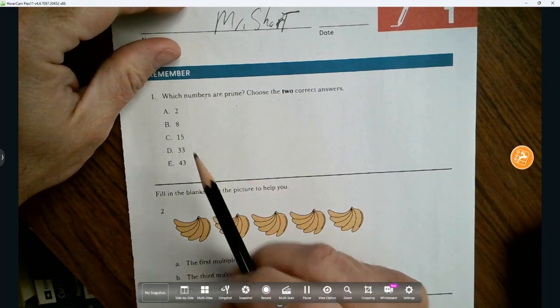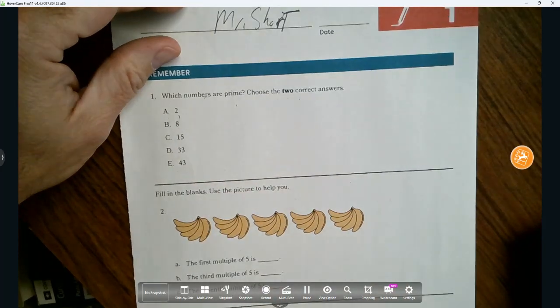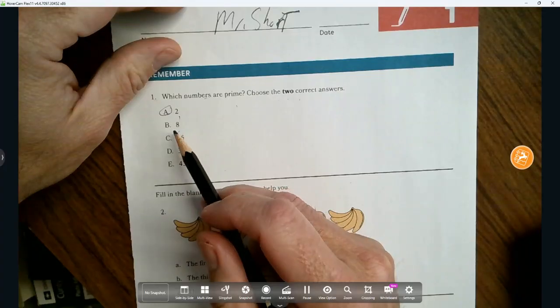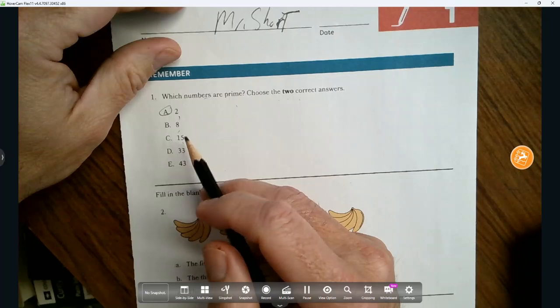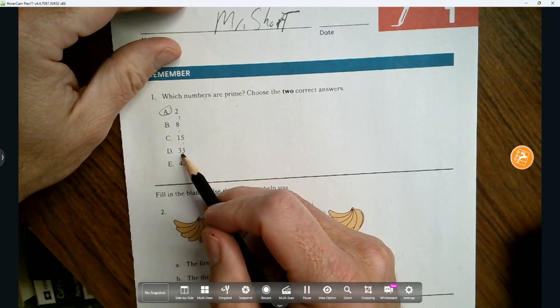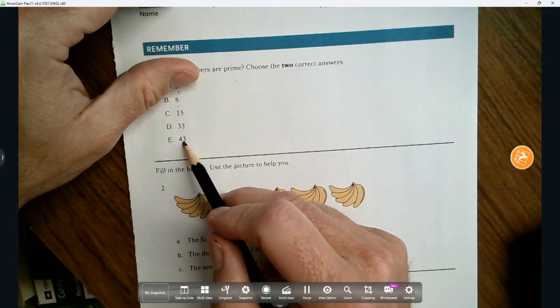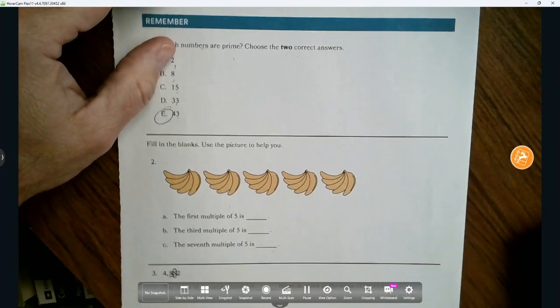So if we look at the number 2, what can we multiply to get the number 2? We can only multiply 1 times 2, right? We could do 1 times 8. We could do 2 times 4. That doesn't count. We could do 1 times 15. We could do 3 times 5. That doesn't count. We could do 3 times 11 or 1 times 33. That doesn't count. We could do 1 times 43. That's it. Nothing else will work there.